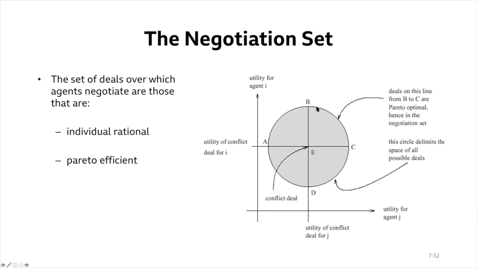The point being that pretty much any deal on these lines here will make the agents better off. And if you look at this deal here, B is the optimal deal for agent I. This is the most preferred deal for agent I, because it's the deal which, if you go over to this line here, would give agent I the highest utility. This deal here, C, is the one that would give agent J the highest utility, and it would give agent I a utility of 0. So the question is then, they're going to meet somewhere in the middle. Where are they going to meet?